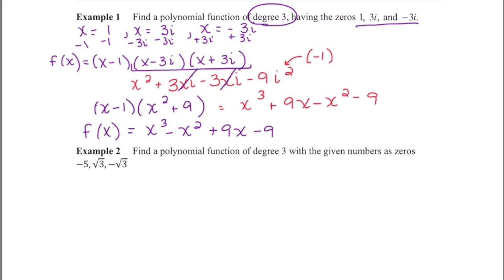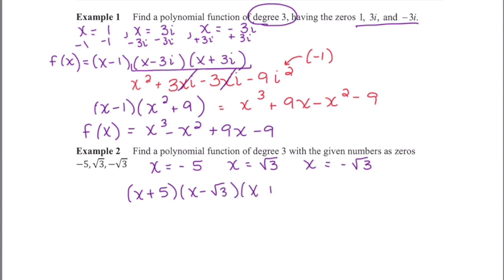Let's find a polynomial again with a degree 3. This time we know our x values are negative 5, the square root of 3, and negative square root 3. Our factors then are x plus 5 when we add 5 to both sides, x minus square root 3, and x plus square root 3. This will be our function, and we'll go ahead and distribute. The last two sets with the square roots of 3, I see that they're conjugates. And by using conjugates first, we're able to simplify our polynomial a little bit easier.